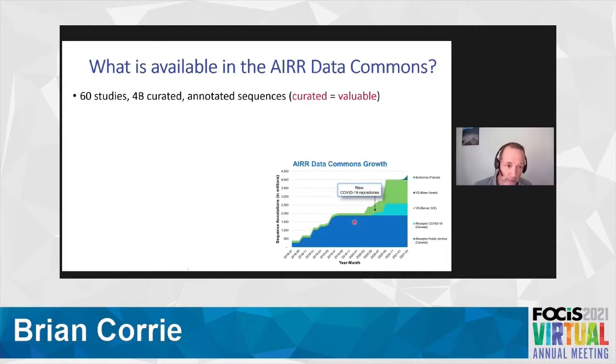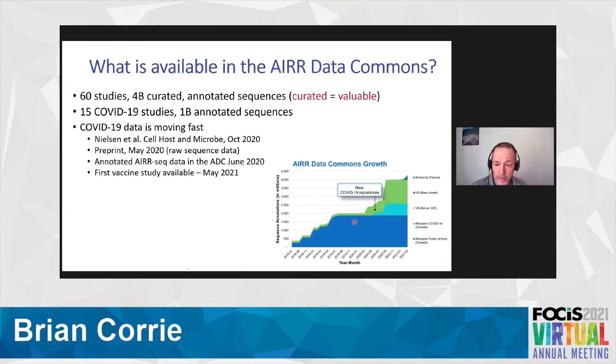So what is available in the AIRR Data Commons? As I mentioned earlier, there are 60 studies currently available, over 4 billion curated annotated sequences, and I'm going to talk a little bit more about that curated statement. These data sets have been curated, typically by a data curation expert. They've been annotated with all of the metadata from the MiAIRR standards that are possible to extract. They're annotated with the VDJ annotations. They've been run through an annotation tool. They've been run through a quality control pipeline. So these data are not the raw sequences.